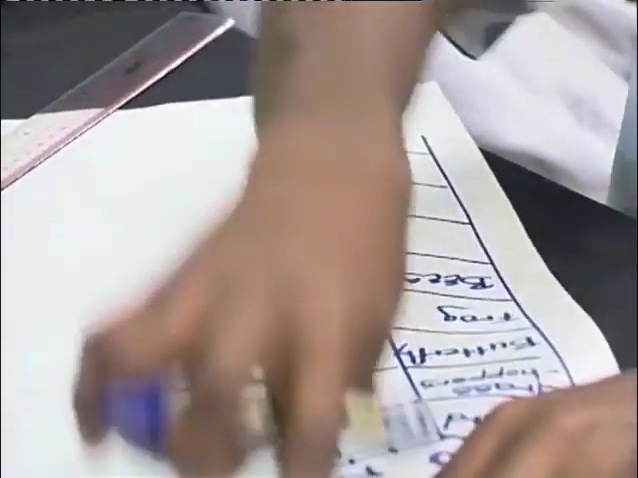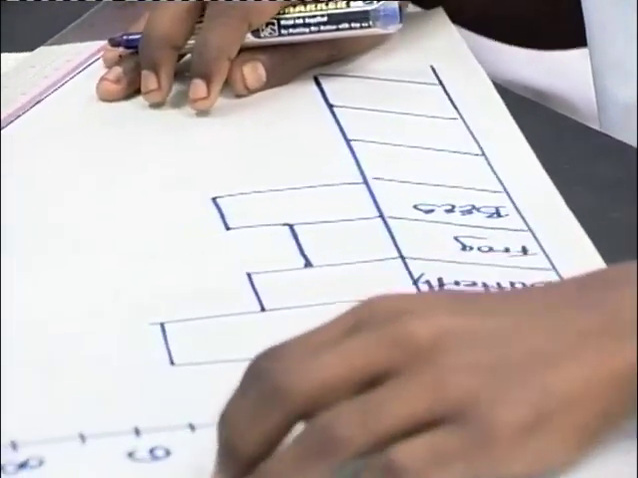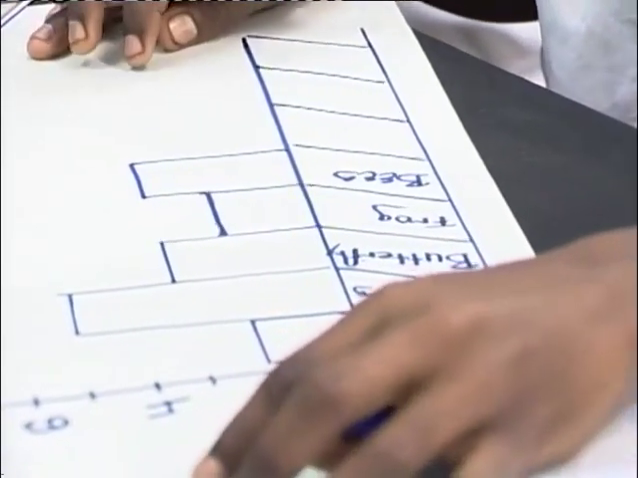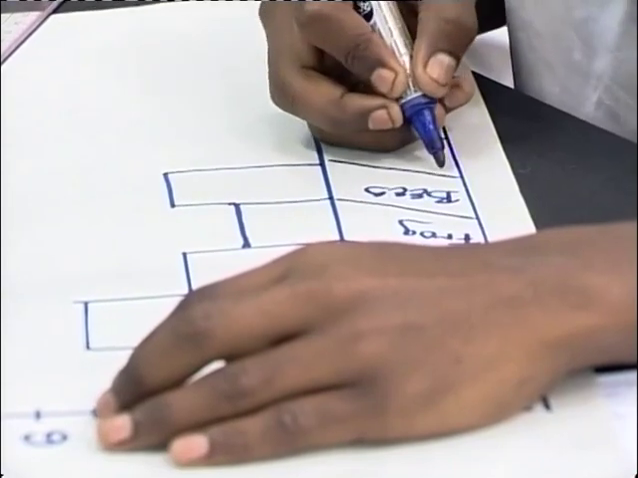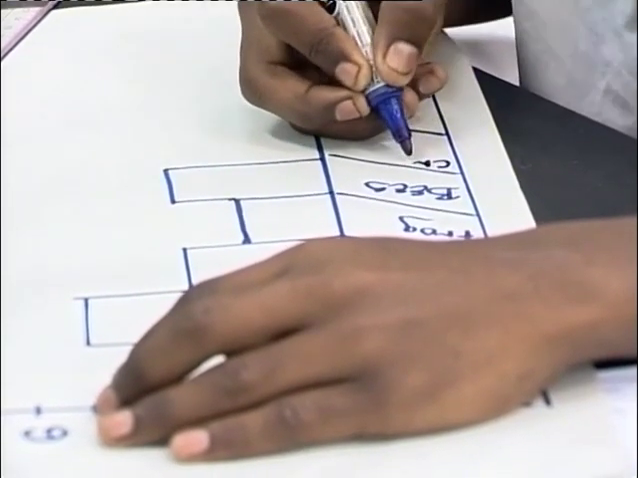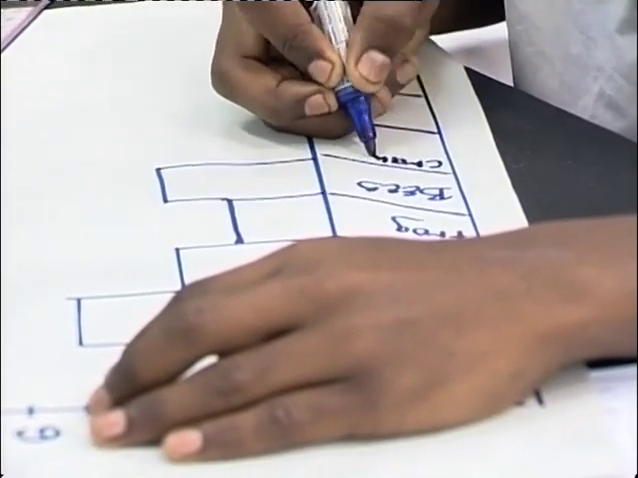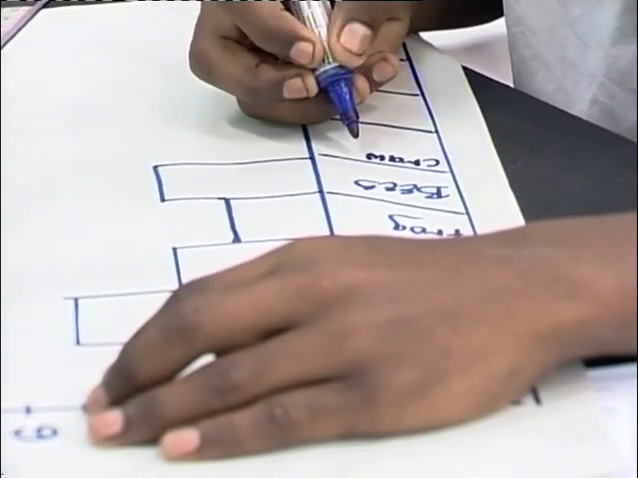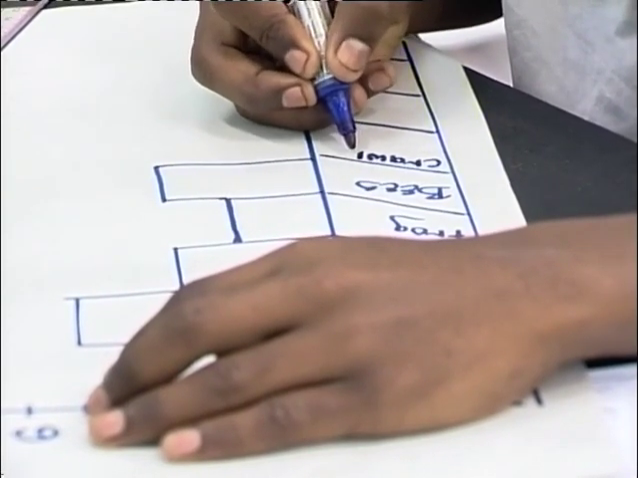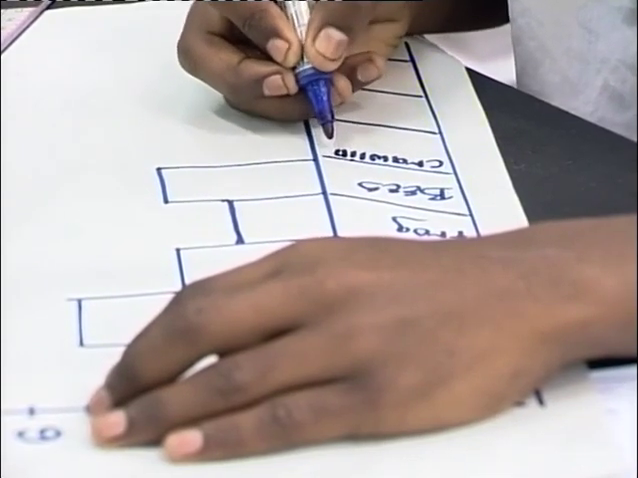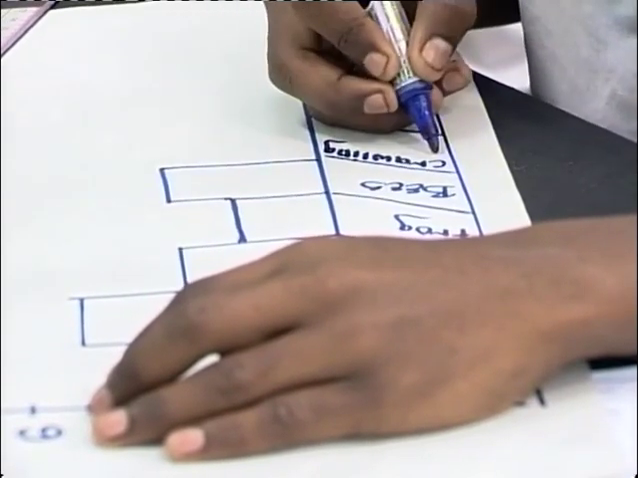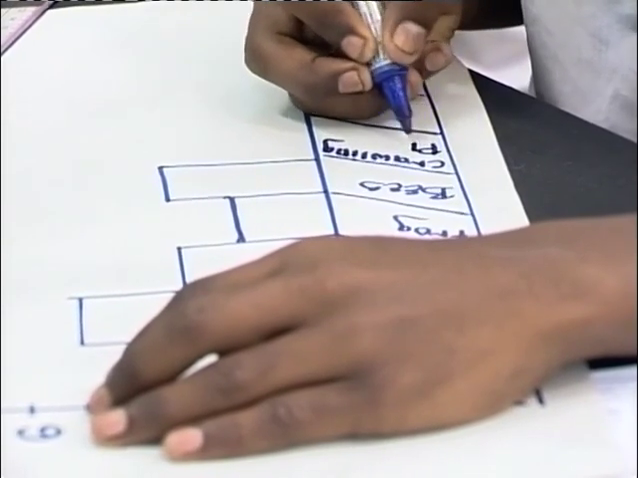All right. I see we are still writing. We will continue that in our free time. But before you do that, you must make sure that you write your names on your chart.